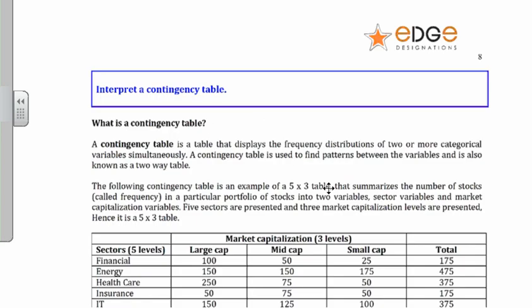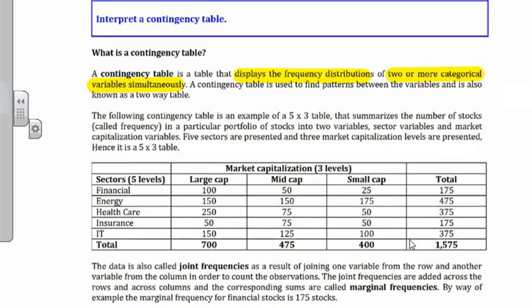Nice and simple. Okay. Top of page 8, we're looking over here at what we call a contingency table. A contingency table also sounds fancy, but it's just a table that displays the frequency distributions of 2 or more categorical variables simultaneously. And what are my categorical variables here? Well, across the top, my categoricals are large cap, mid cap, and small cap. And going down the rows, my categoricals are financial sector, energy sector, healthcare sector, and IT sector.